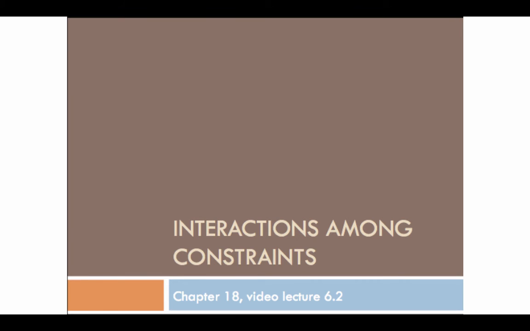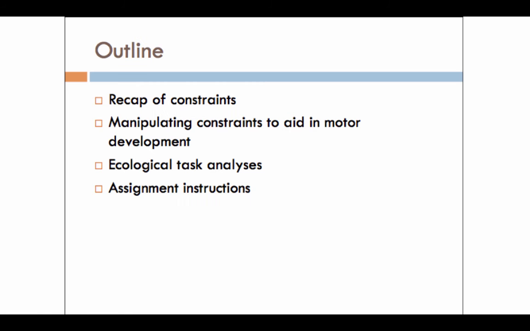Welcome to Lecture 6.2, and today we're going to talk about the interaction among constraints. This is from Chapter 18. Just to go over a quick outline, we're going to recap the constraints. We're going to talk about manipulating constraints to aid motor development. We're going to go over an ecological task analysis, and we're going to talk about our assignment.